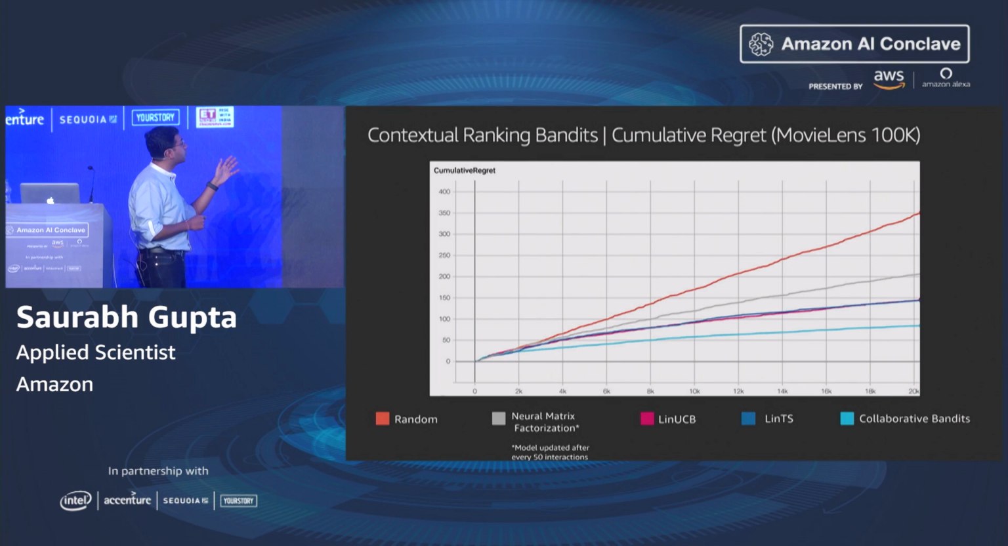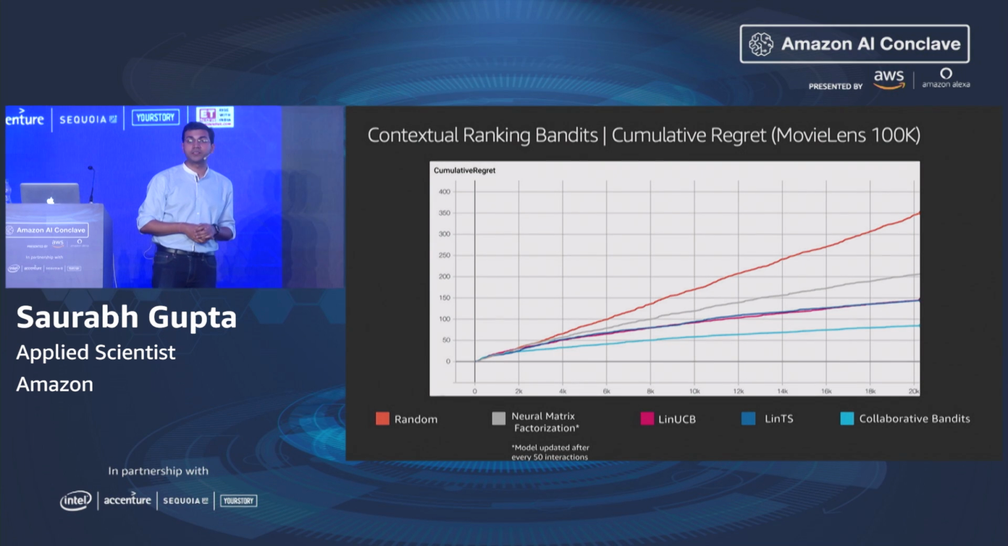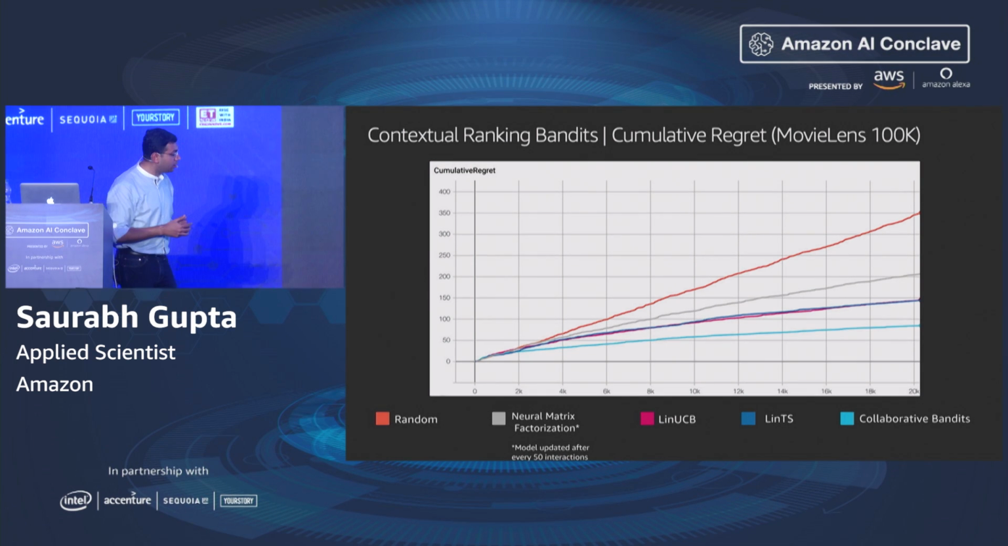Again, I have cumulative regret on the y-axis and time on the x-axis. The orange curve is the worst one because the cumulative regret is the highest. It's a random algorithm. It just recommends random movies. The second one is neural matrix factorization. It performs matrix factorization, which basically learns latent user and item features through SGD. It's a neural network-based model.